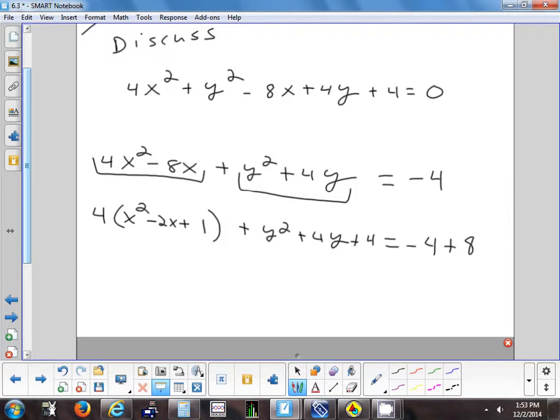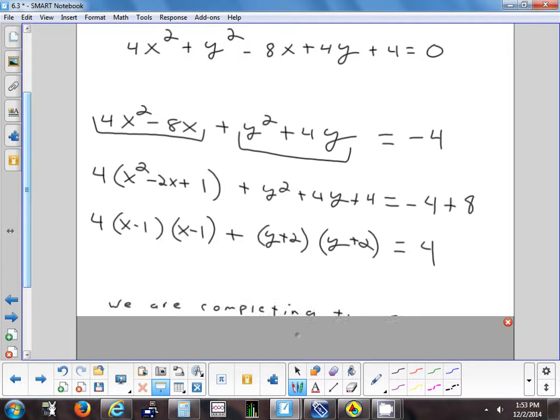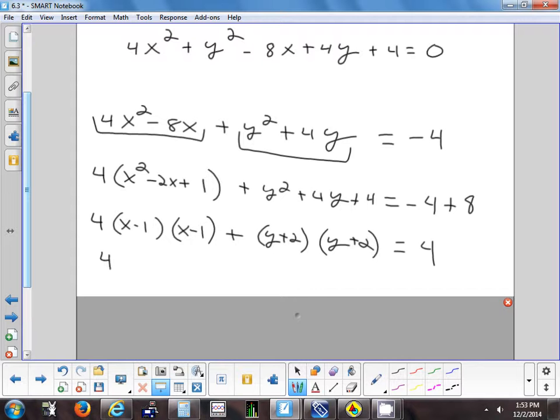All right. So now if you've done it nicely, this should factor into two things that are the same. It's going to factor as x minus 1, x minus 1, and so should y. Anybody see what y squared plus 4y plus 4 factors as? Plus 2's, yep. And now we have 4 times x minus 1 squared plus y plus 2 squared equals 4.